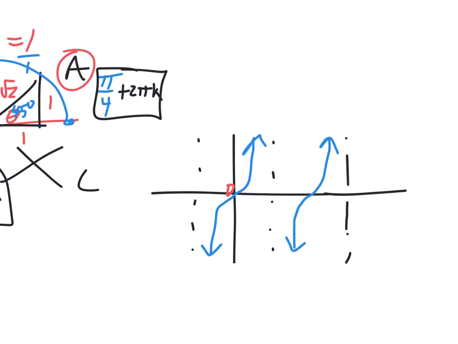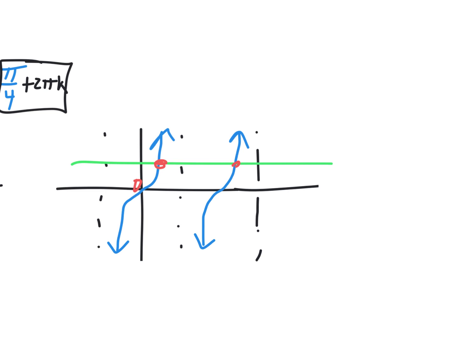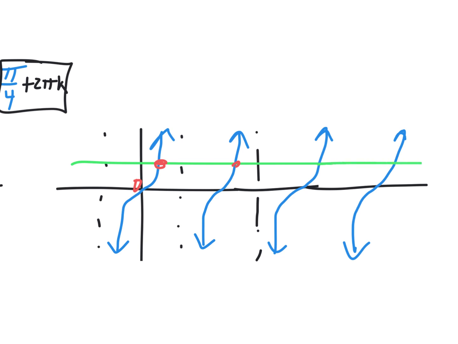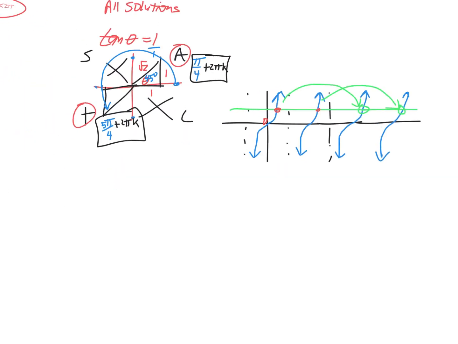Well, there's a line that goes through like this. And see, my first 2 answers were here and here. But if I wanted to, I could keep on going and keep on making tangent graphs and keep on getting answers infinitely by going 2 pi over, 2 pi over. Okay, I think you get the idea.